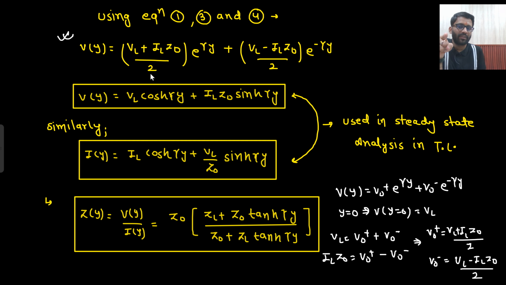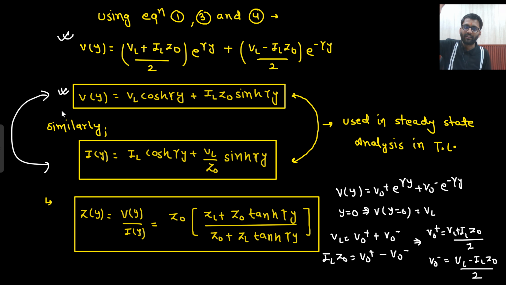Vy is equal to (VL plus IL Z naught) by 2 e to the power gamma y plus (VL minus IL Z naught) by 2 e to the power minus gamma y. And when you solve them, this is the Vy equation you get. At that time as well, we were getting the same Vy equation and the same Iy equation. Say yes or no. In the first lecture, you got the same Vy equation and same Iy equation. Do you agree to this point? In the first lecture, same Vy and same Iy, and we were using these equations in our steady state analysis. What did I say?